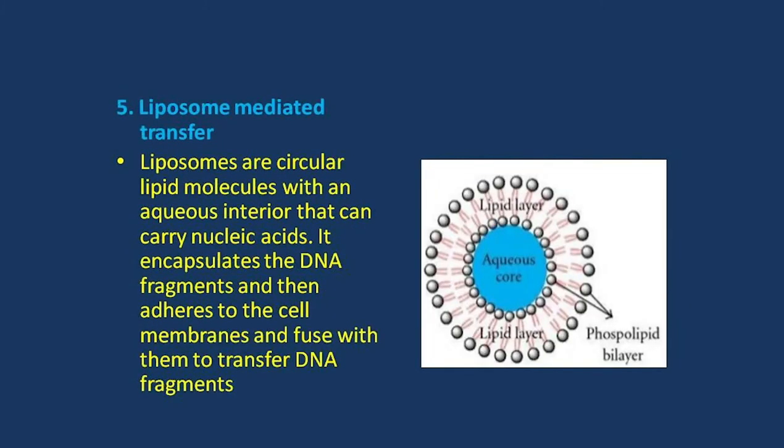The fifth method is liposome-mediated transfer. Liposomes are circular lipid molecules with an aqueous interior that can carry nucleic acids. It encapsulates the DNA fragments. It adheres to the cell membranes, fuses with the membranes, and transfers the foreign gene into the host DNA. So these are the 5 methods of direct gene transfer.